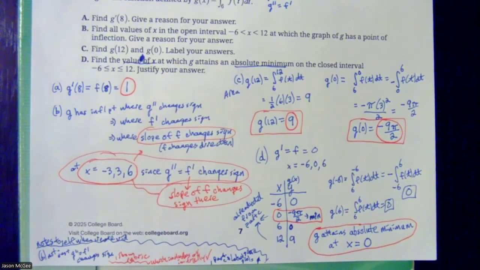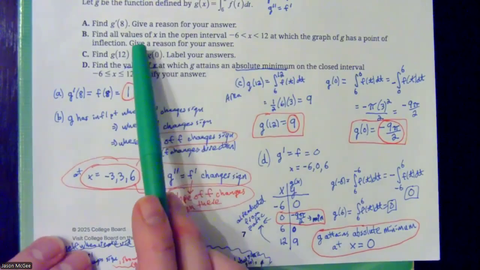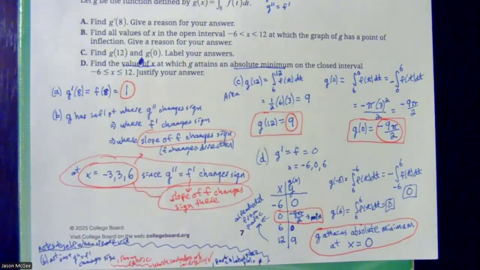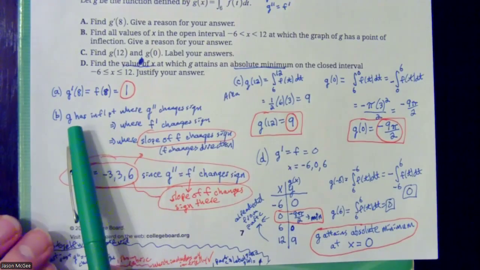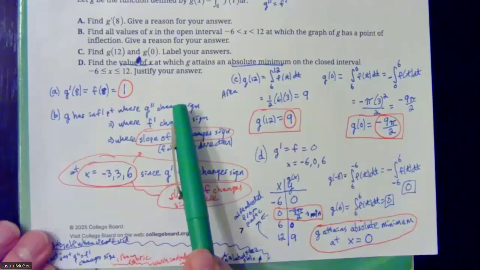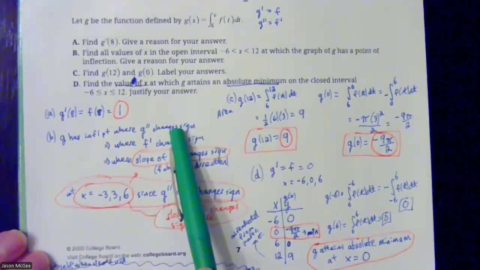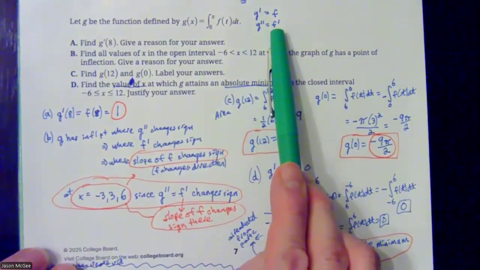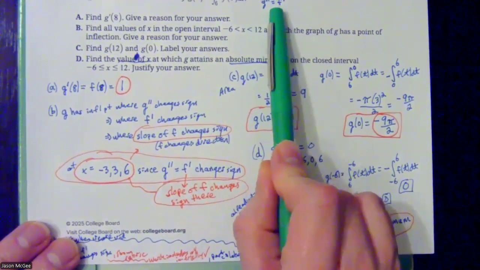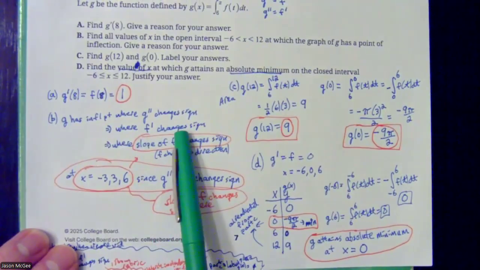Part B, we've got to be real careful how we're writing our answer here. You're going to find all the values where the graph of g has a point of inflection and give a reason for your answer. I'm going to show something to you on the rubric here, but I'm going to talk myself into getting the right answer. So I know g has an inflection point where the second derivative changes sign. The g double prime is equivalent to f prime. So asking where g double prime changes sign is the same thing as asking where f prime is changing sign.